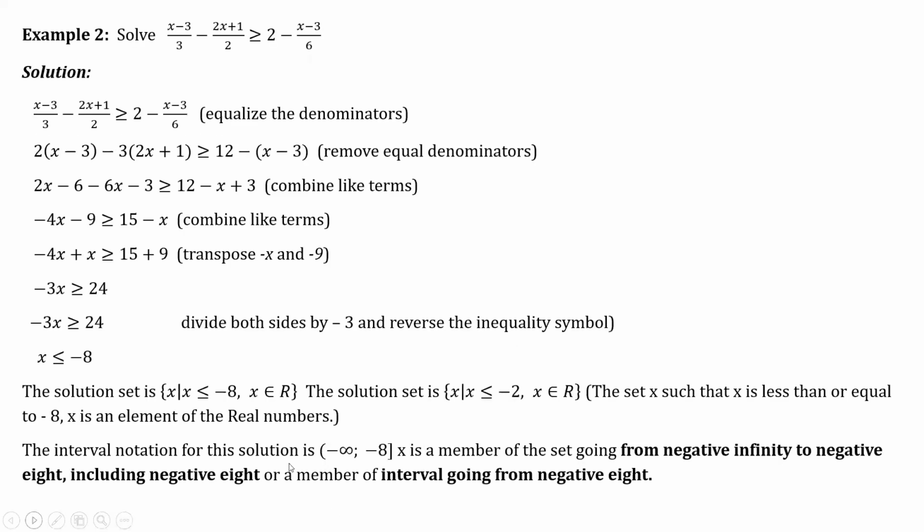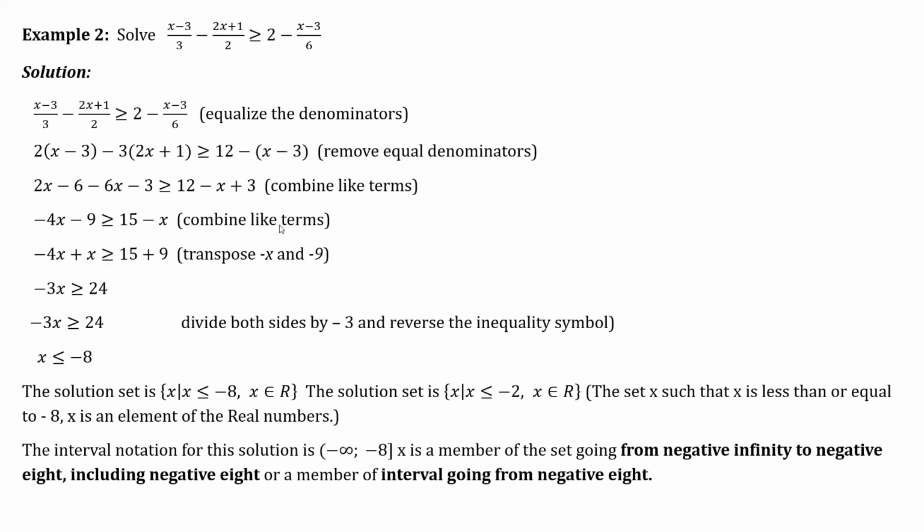So consider the next inequality. To solve this inequality, we equalize the denominators and remove the equal denominators. So open the parentheses and combine like terms on both sides: 2x minus 6x is negative 4x, and here 12 plus 3 is 15.